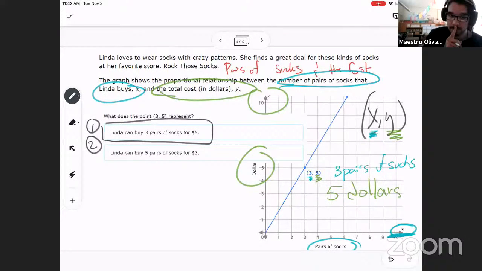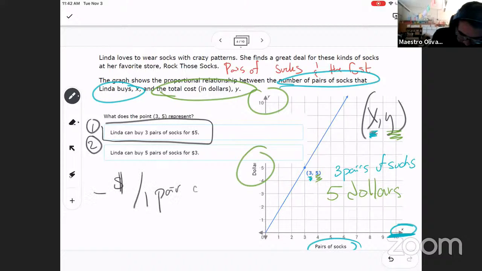Now, Eliseo and Kathy, you can't participate in this one because you've already technically gotten the correct answer. Can somebody tell me the cost of 1 pair of socks and tell me how you got the answer? If $5 is 3 pairs of socks, how much is 1 pair of socks?